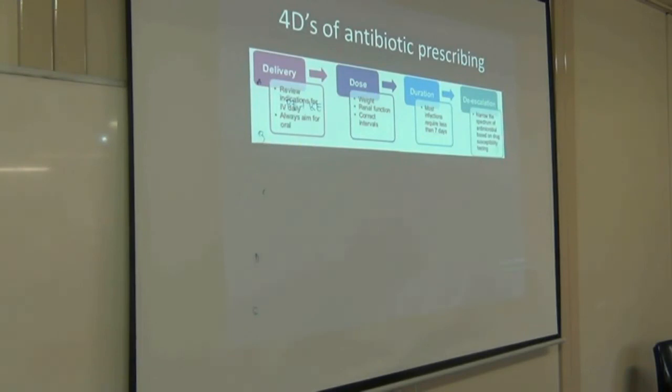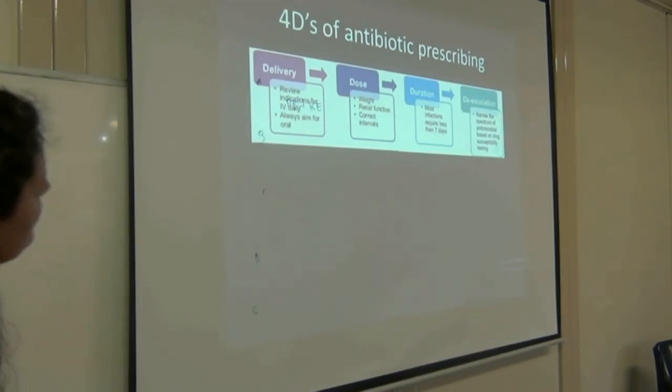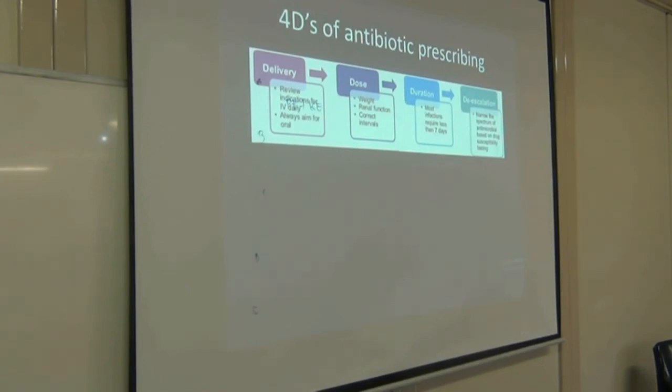So now we have decided which antibiotic to give. We have our empiric choice. So there are the 4 D's of antibiotic prescribing. The first is delivery: review indications for the IV daily, and always aim for oral. Remember, if you have a choice between IV and oral, it's better to give oral because it minimizes the patient's chance of a peripheral line infection.